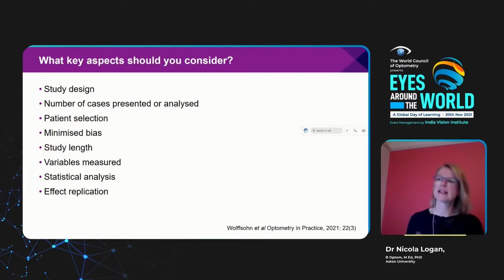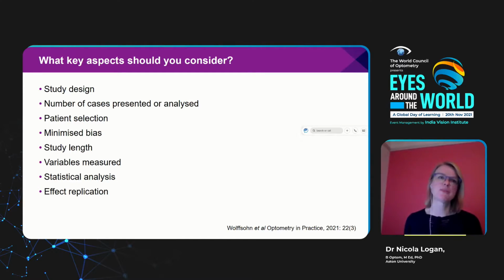And what kind of aspects should you be looking at? We're looking at study design, so whether it's a randomized controlled trial, whether it's a case report series, for example. And within that, we're looking at the number of cases presented or analyzed. We also want to look at patient selection: what type of participants have been included in this study.